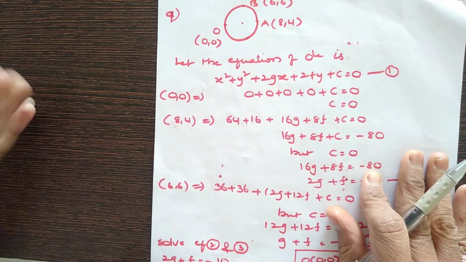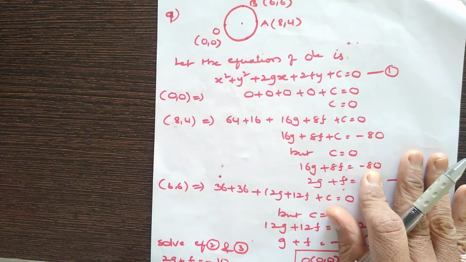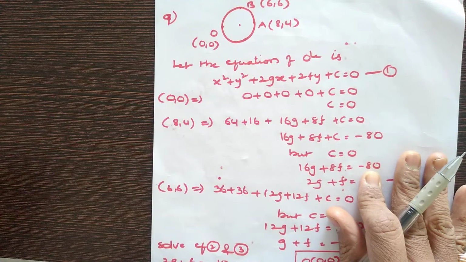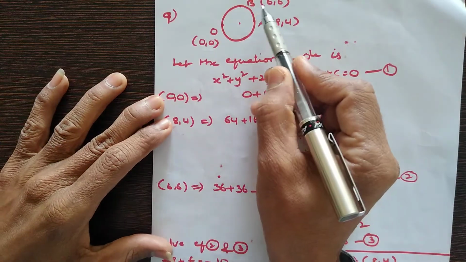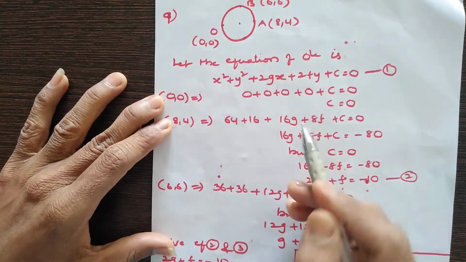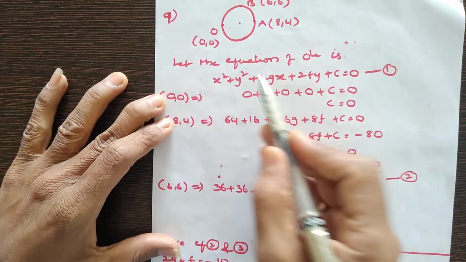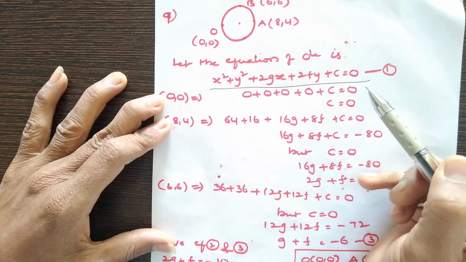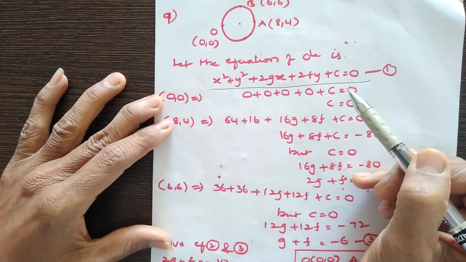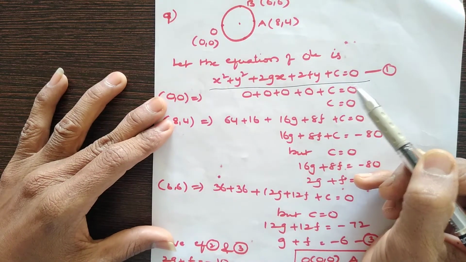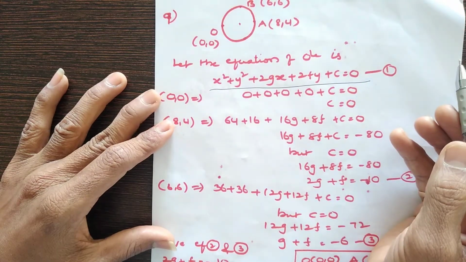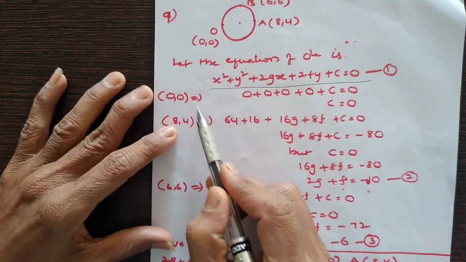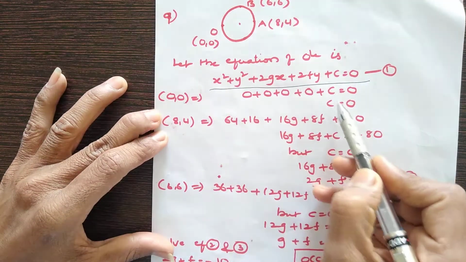Now see what I am doing. The circle is passing through these 3 points, and we have to find the equation of the circle. I have explained the general equation of the circle: x square plus y square plus 2gx plus 2fy plus c equals 0. Now substitute each point one by one. If you substitute 0 comma 0, you will get c equals 0.